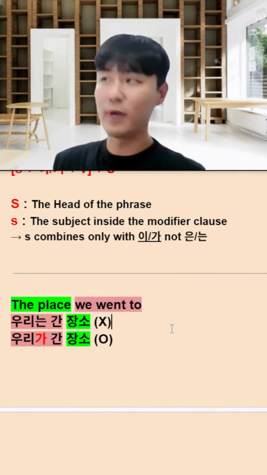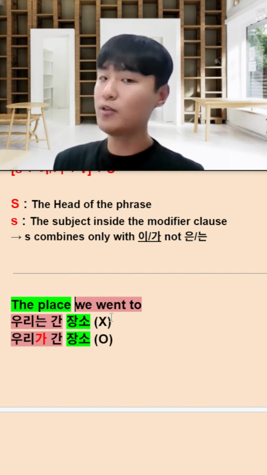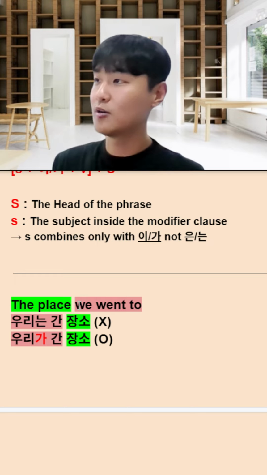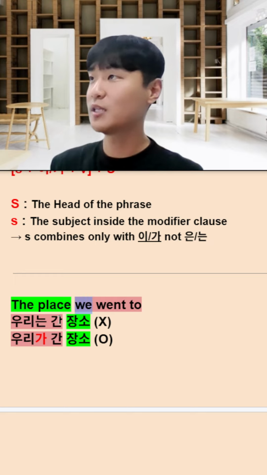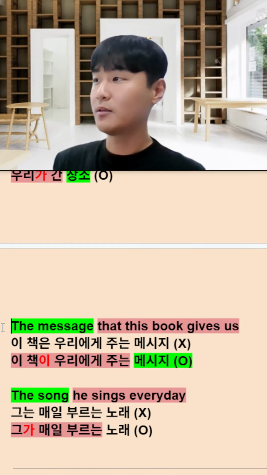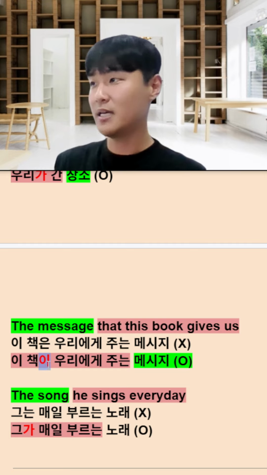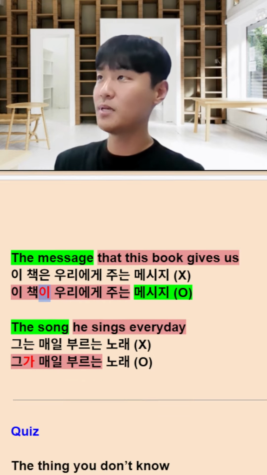The place we went to. The place we went to, the place would be the head, and we went to would be the modifier. So because we would be the subject in the modifier, we cannot use 는, we only use 가 here. 우리가 간 장소. And the message that this book gives us, maybe this book would be the subject in the modifier, so we cannot use 은 here. We can say 이 책이 우리에게 주는 메시지.